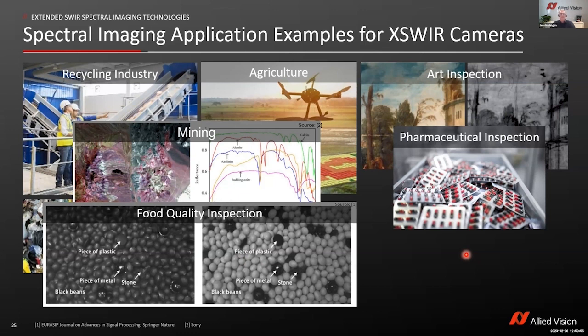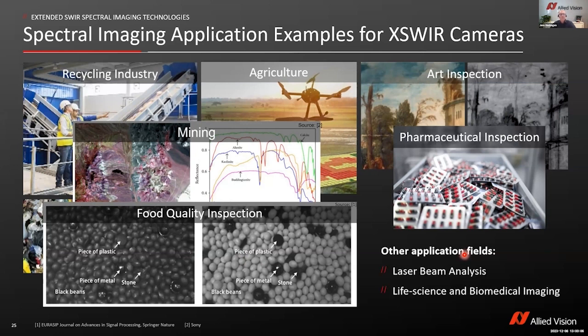And this is just a small selection of potential application fields using spectral imaging technology, but there are for sure other use cases for SWIR cameras. For example, laser beam analysis, there are also medical lasers available that have a wavelength of around 2 micrometers, or in life science and biomedical imaging.